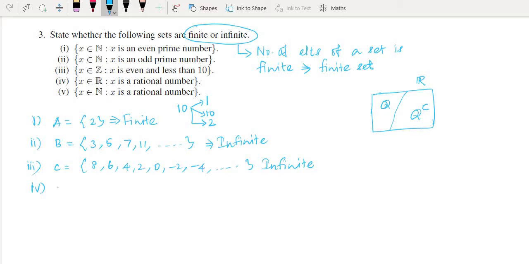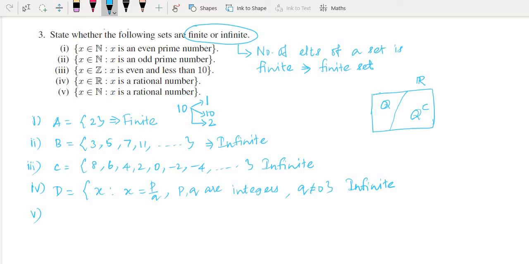So this set is nothing but the set of all x such that x can be written in the form p by q, where p and q are integers, and q is not equal to 0. So we can say infinitely many numbers like this, 1 by 2, 5 by 7, minus 18 by 12, etc. Like this we can tell infinitely many numbers. So this set contains infinitely many elements, hence this set is also an infinite set.